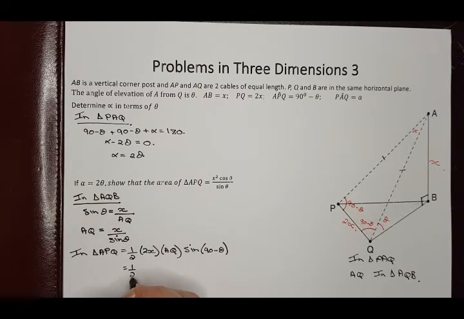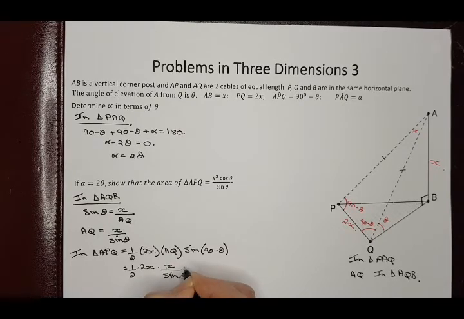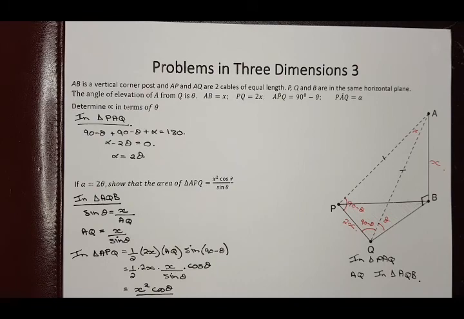This is a half times 2x times x over sine theta multiplied by, and now I have to use my reduction formula. What quadrant? 90 minus theta is in the first quadrant. What axis? I'm working from the y-axis, so my ratio changes to its co-function. And when we tidy that up, we get x squared cos theta all over sine theta.